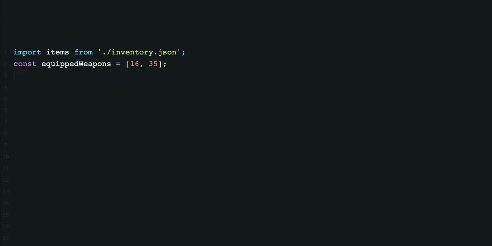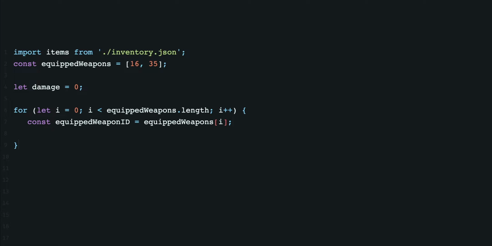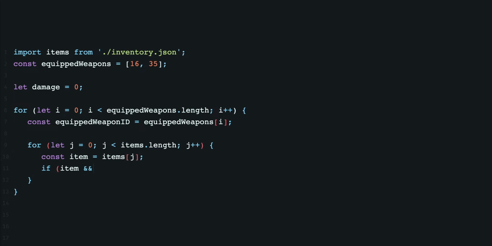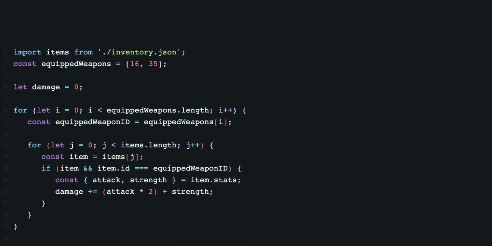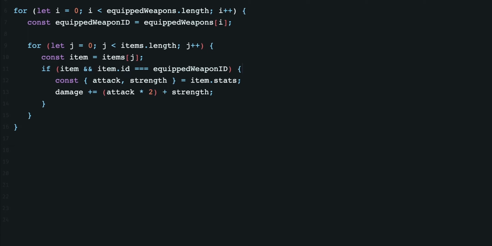We'll start by using a similar approach as before to understand the basic process. First, we'll create a variable to keep track of the total damage, and we'll iterate over the equipped items array to retrieve the equipped weapon ID. We'll need another nested loop to search for the weapon in the inventory, and if the weapon is found, add the damage to the total damage value. Let's log the total damage value to the console to see the result.